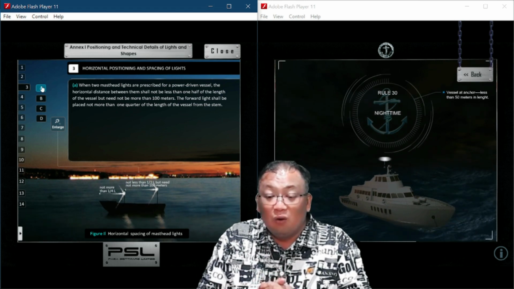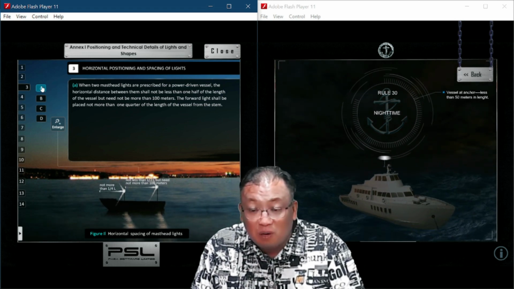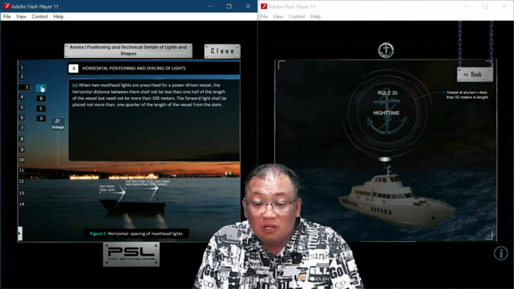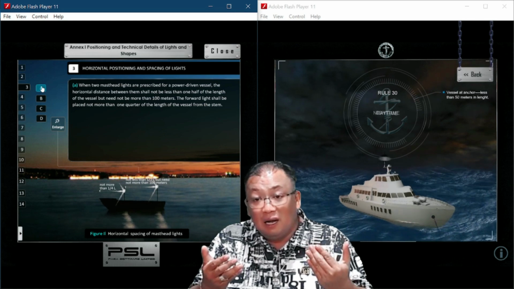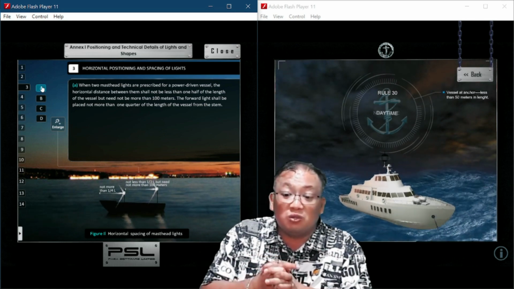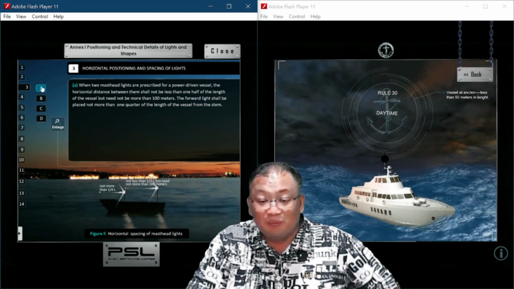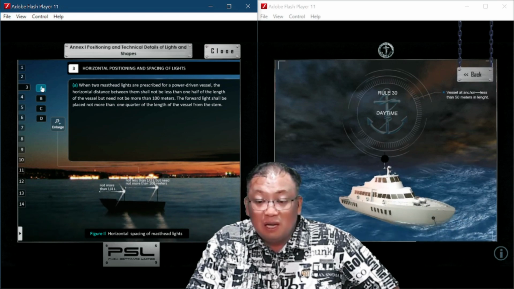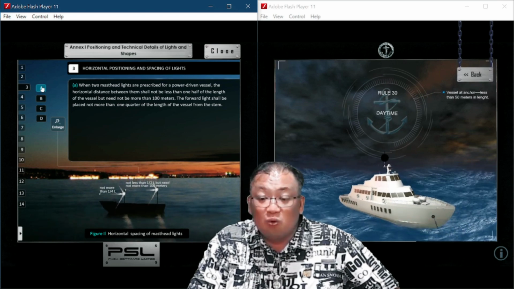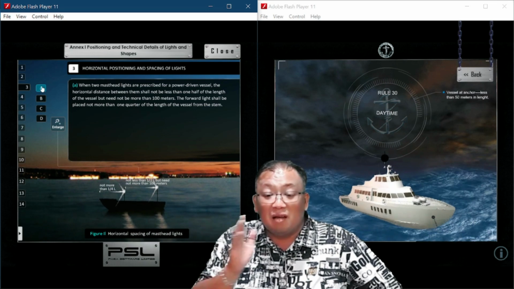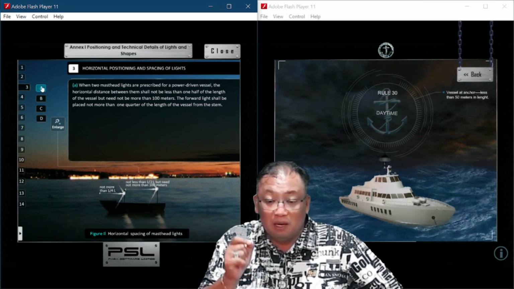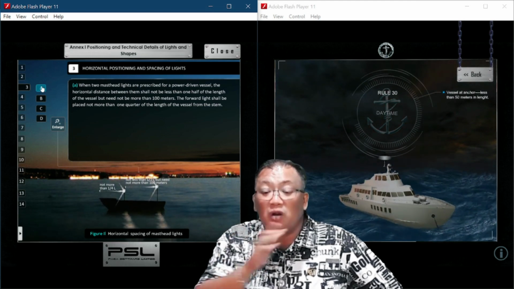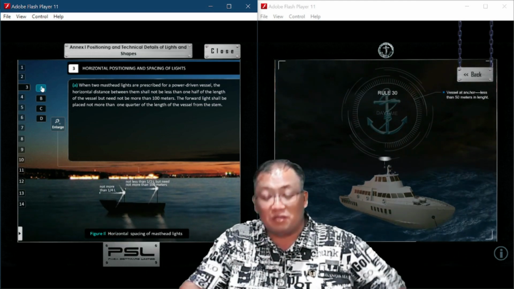When two masthead lights are prescribed for a power-driven vessel, subsection 3 on Annex I talks about the horizontal distance between these lights, which shall not be less than 1/2 of the length of the vessel, but need not be more than 100 meters. A forward light shall be placed not more than 1/4 of the length of the vessel from the stern.